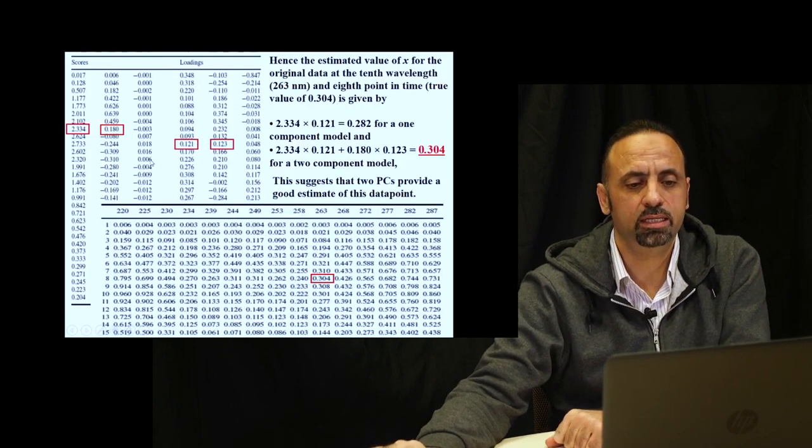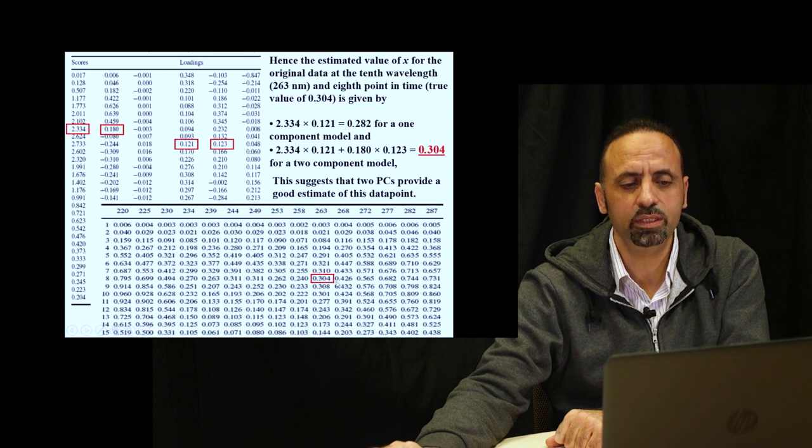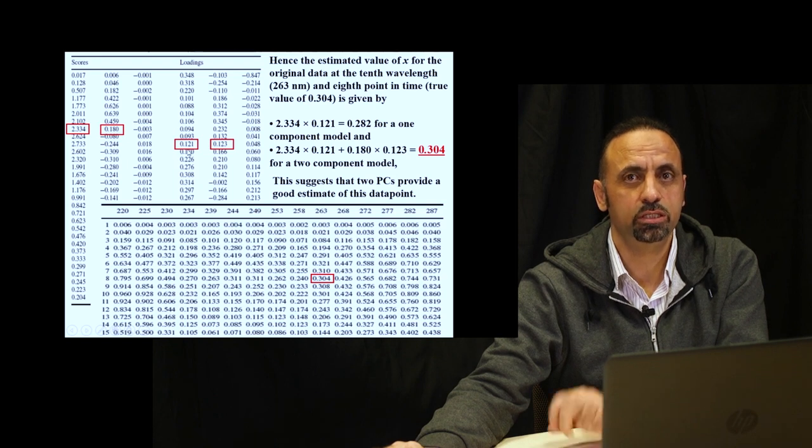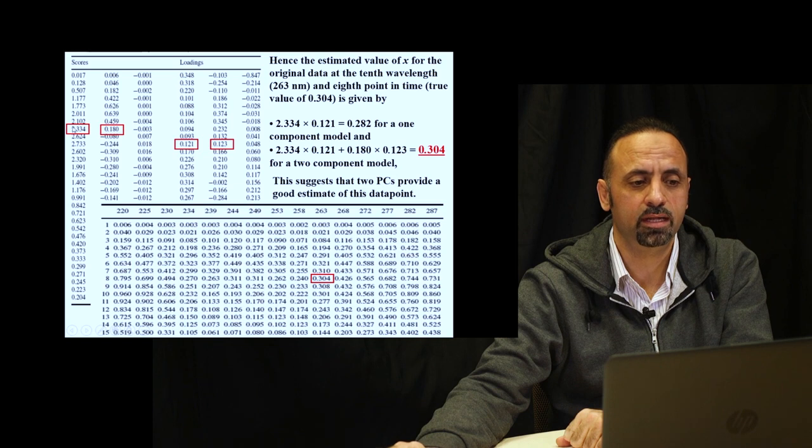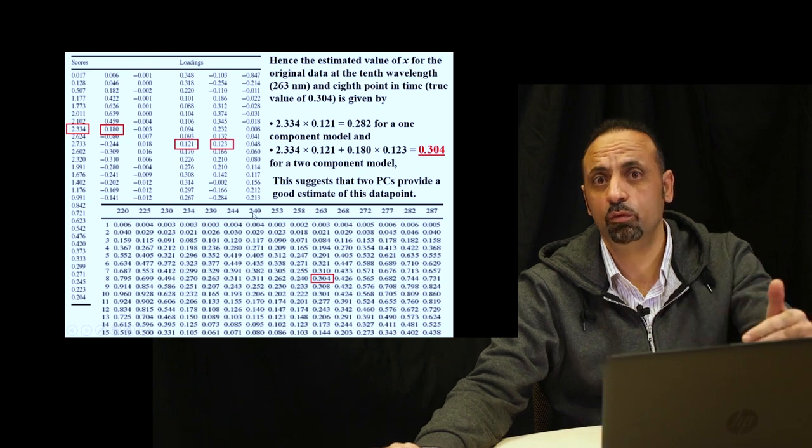If you look at this analysis, these are the scores and loadings for this data. If you need to obtain this value using only one principal component, you need to multiply the score of this one by the loading of this principal component, okay? But if you need to consider two principal components, you need to multiply this by this and then sum with this by this. As you see here, I can predict the original value using only two principal components instead of all variables.